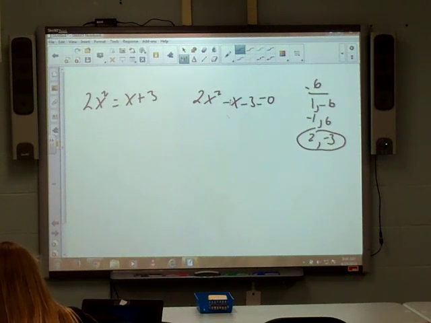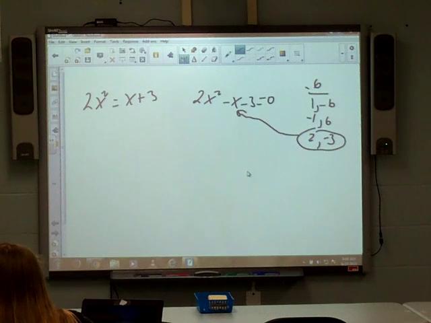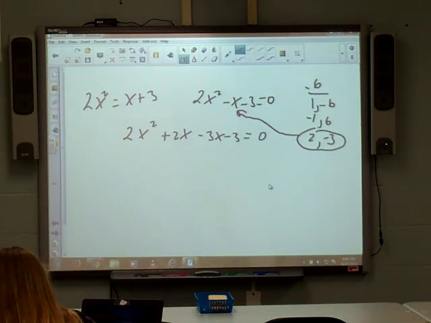Because I get to add to the -1. Okay? Then I'm going to substitute those in for the -1x. So that's going to give me 2x squared, and since this one's got a 2 first, I'm going to put my factor of 2 first. So plus 2x minus 3x minus 3 equals 0. Okay? After I did that, I had 4 terms. I don't know how to factor 4 terms, so I got to group them, 2 to 2.